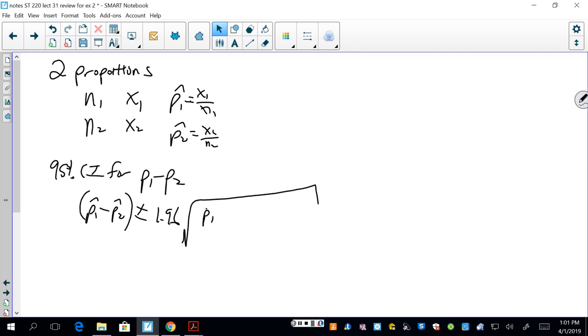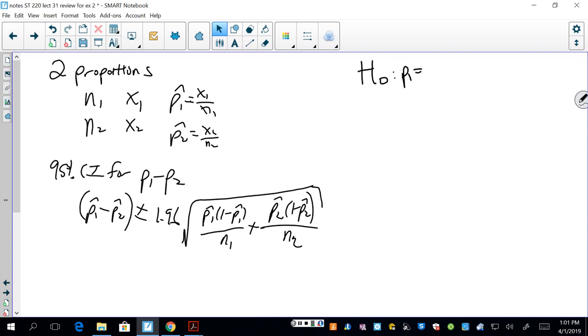So the P1 hat, 1 minus P1 hat over N1 for the first sample, that's the variance of the estimator for the first sample, plus the variance of the estimator for the second one. And that's the 95% confidence interval. Hypothesis test, they're equal versus they're not equal.